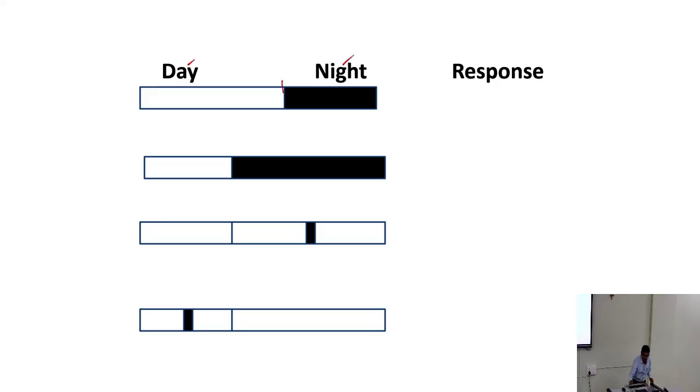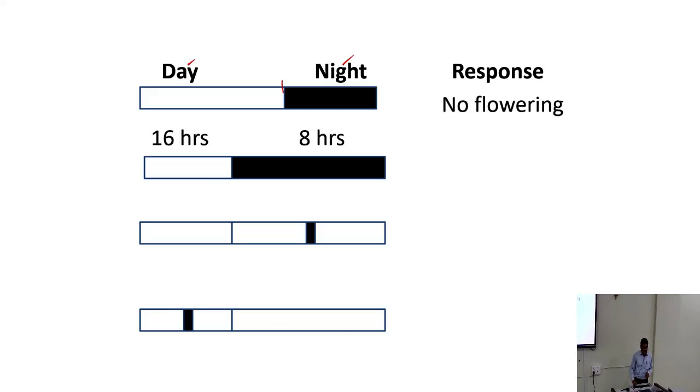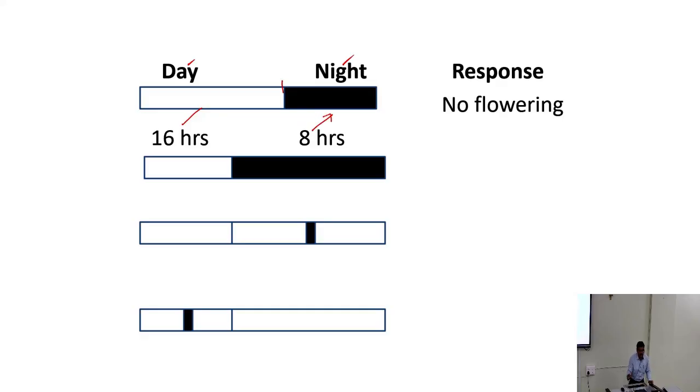Now, let's see here in this picture. I'm depicting that up to this point it is day and this is night. Now we are going to see the response. In the first case, this 16 hours is day, and this one we can call the night period, which is 8 hours. Under these circumstances, there is no flowering. I'll explain why there is no flowering.